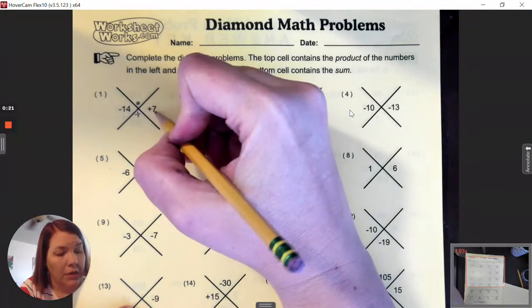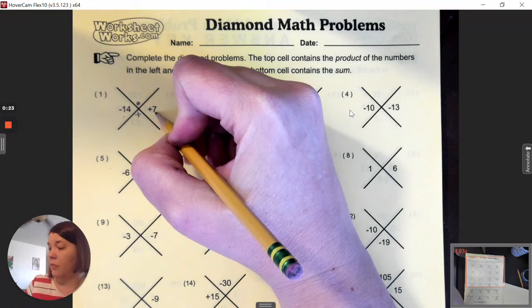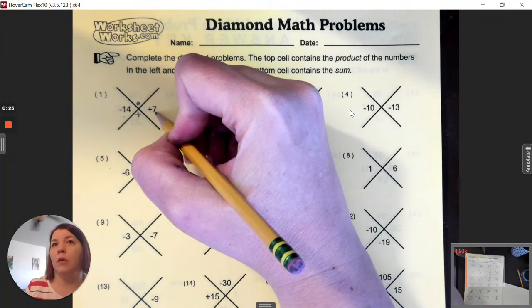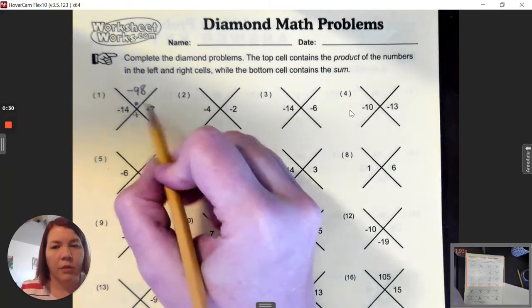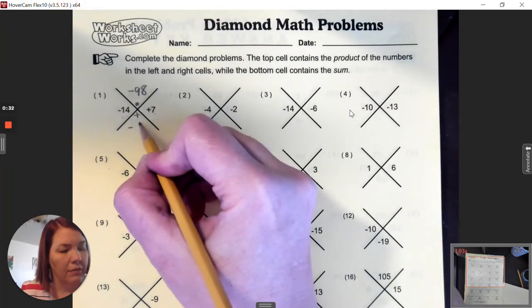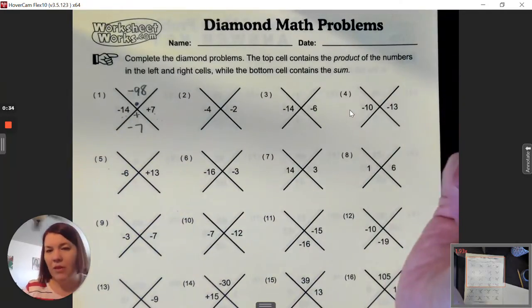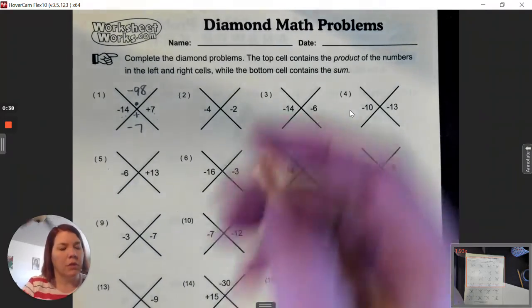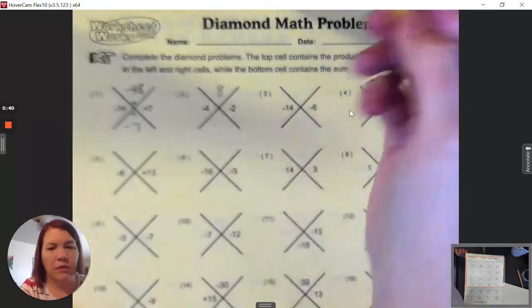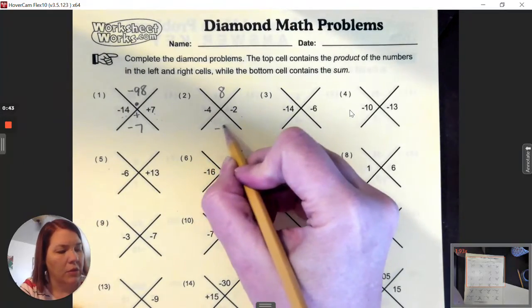So negative 14 times 7 is going to be negative 98. And negative 14 plus 7 is negative 7. And so that's it. So the first several of these, that's all we're doing. So we're just going to multiply them together, which will give me 8, and add them together, which in this case gives me negative 6.